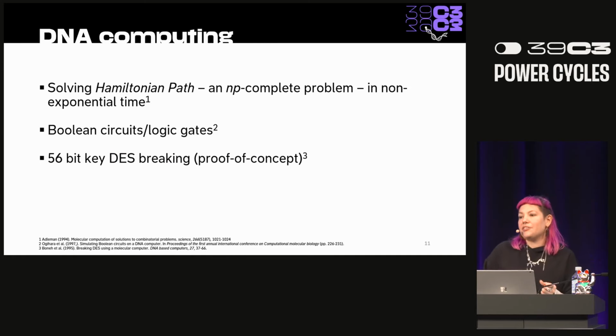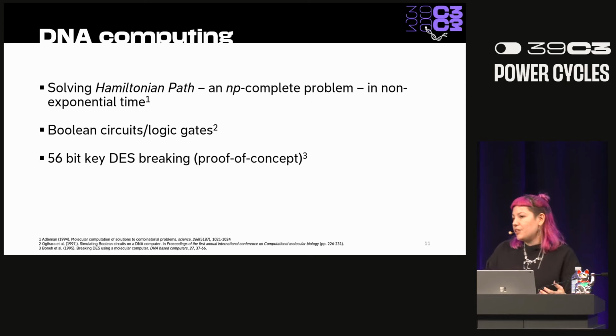Now, so far, I've mainly talked about data storage, and I just want to take a quick detour over DNA computing. I'll keep that part very short, but I picked out some projects that I think are really interesting, and one of the first ones that really gained traction was done by famous computer scientist Leonard Adleman, so the same guy you may know from RSA encryption, and he solved the Hamiltonian path problem in non-exponential time using DNA.